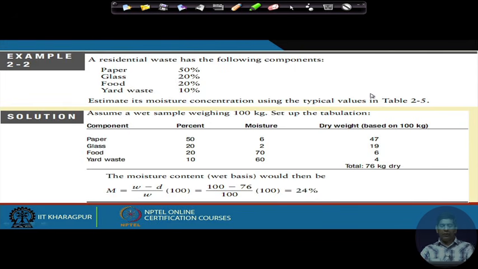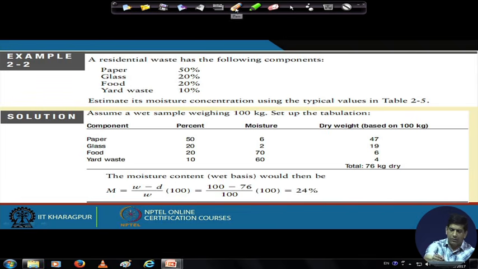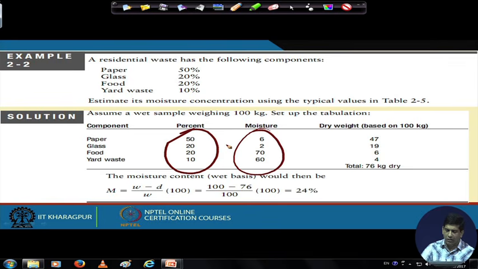If you look at one example, where you have residential waste with the following components: paper this much, glass this, food this, yard waste this much, and you have to estimate the moisture content using the typical values provided in the table over here. These are my different waste components, and this is the typical moisture content.